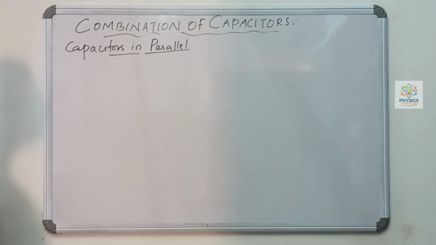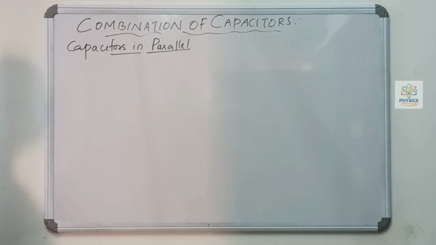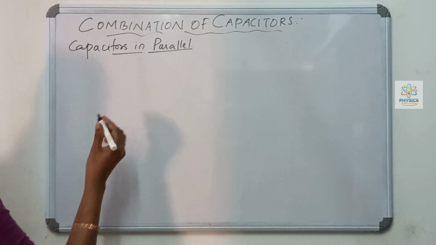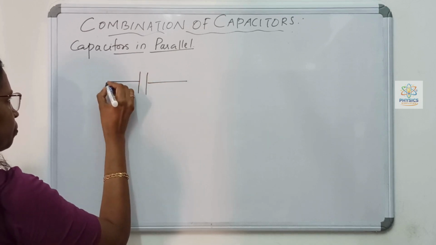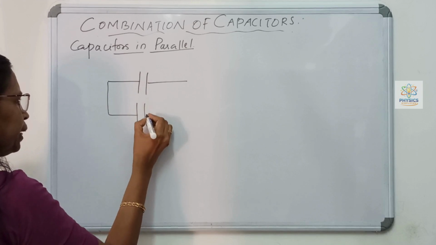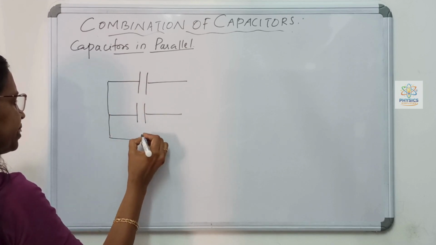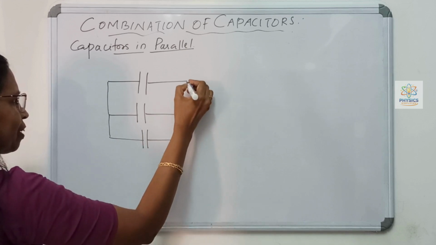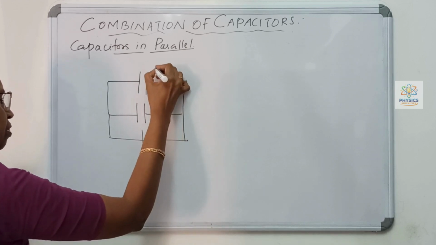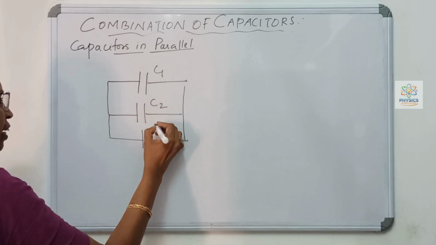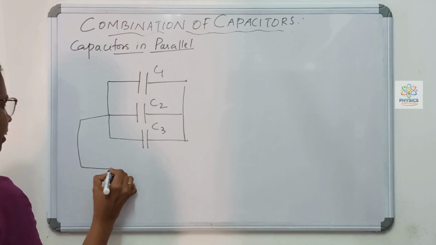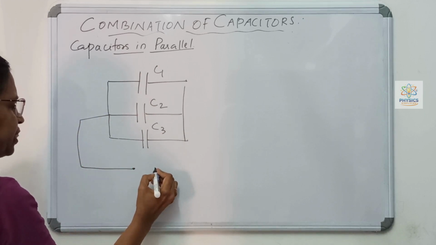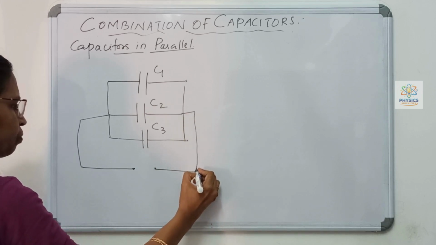The topic is capacitors in parallel. Here you can take 3 capacitors. The 3 capacitors are connected in parallel: C1, C2 and C3. These 3 capacitors are connected to a potential V.